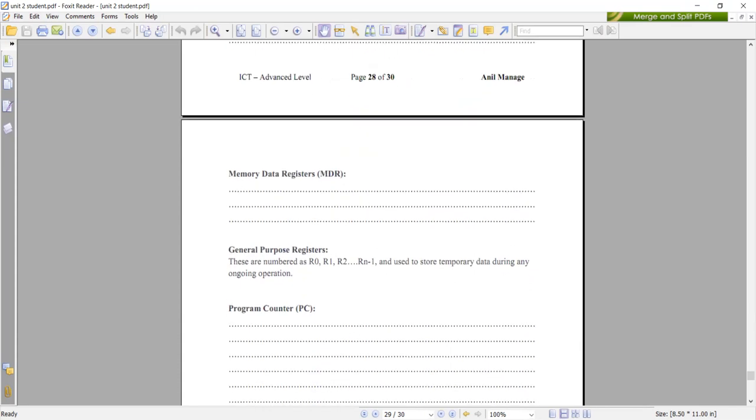Then memory data register. So there's another register called memory data register. Under that write down, it contains data. Now earlier one contained the address of the location. Now this holds the data, right? Memory data register. That's the difference. It contains data to be written into memory, or to be read out from the address location.